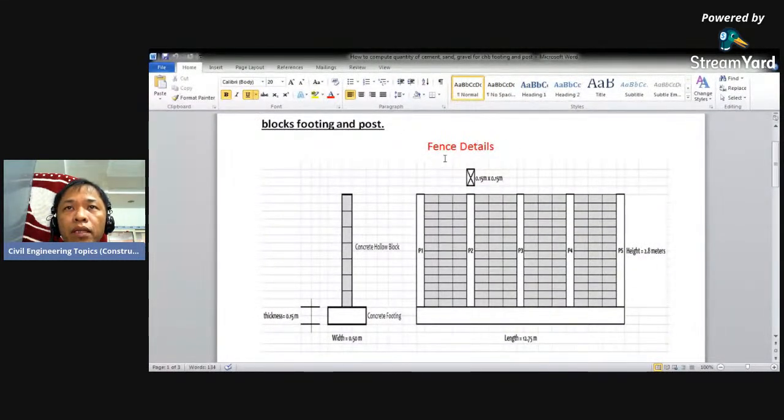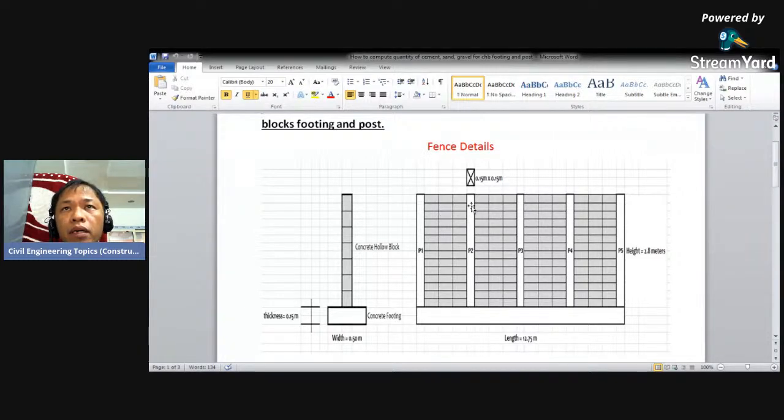Halimbawa, ito yung fence detail. Ito yung tinatawag natin na coating. Solid po ito. Concrete coating. Ito po yung hollow blocks. At ito po yung post. Concrete post.